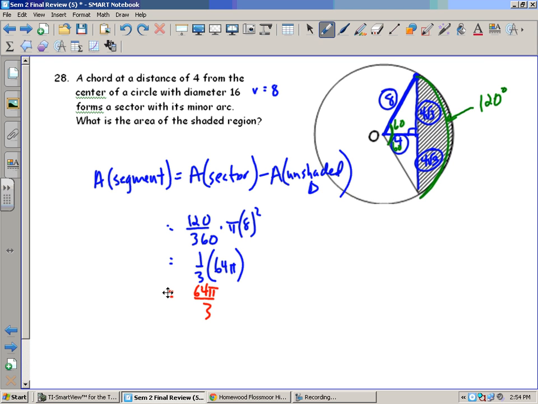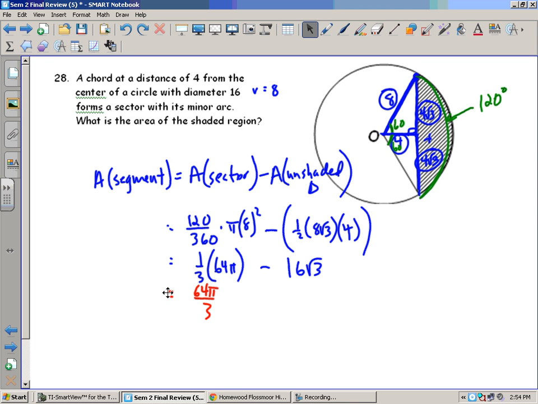Okay. The area of the unshaded triangle is a little bit difficult, but not really. It's just going to be 1/2 base times height. Well, the base is this whole thing, which is actually going to be 8√3, or 4√3 plus 4√3. So it's 1/2 times 8√3 times the height of the triangle, which we already knew was 4. So 1/2 of this is going to be 16√3.